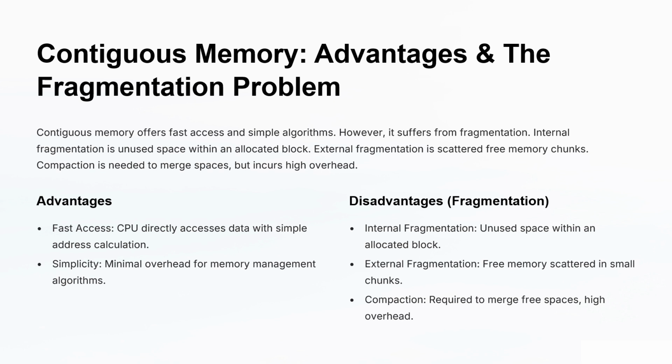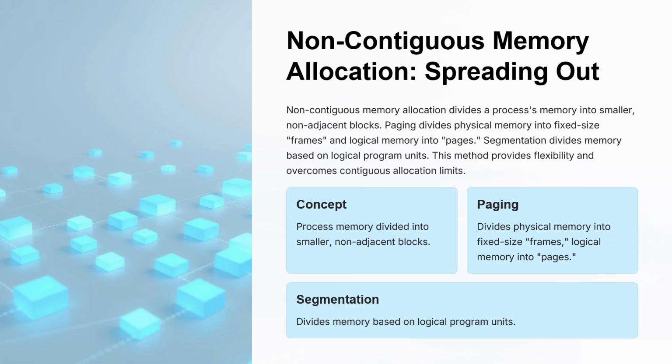To handle this, compaction is used, where the OS shifts memory blocks to merge free spaces, but this process requires CPU time and slows down the system. Imagine packing a suitcase but leaving gaps between items. Soon you run out of space even though it is not fully used, so that is fragmentation. Now next one we have non-contiguous memory allocation.